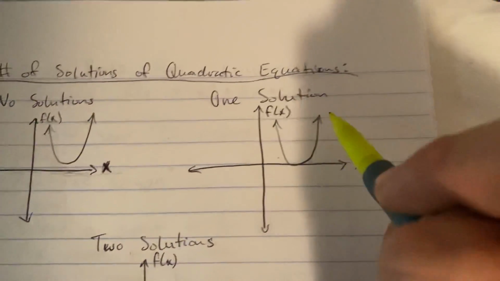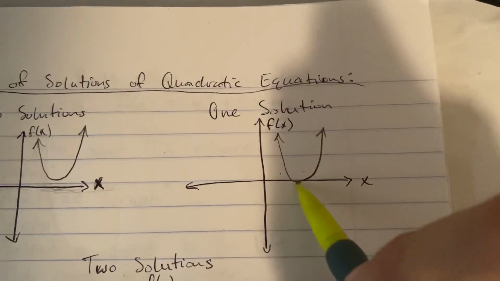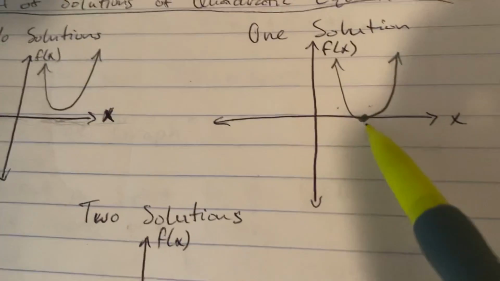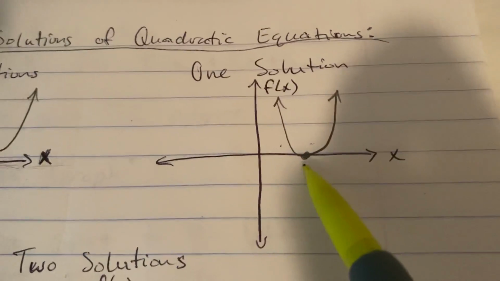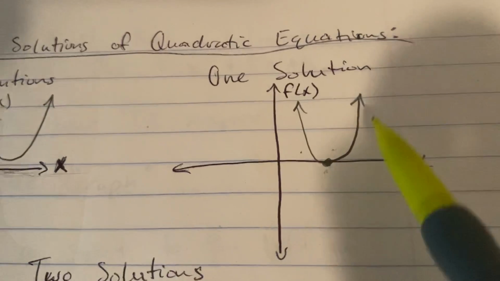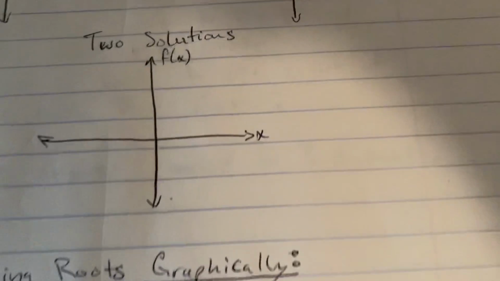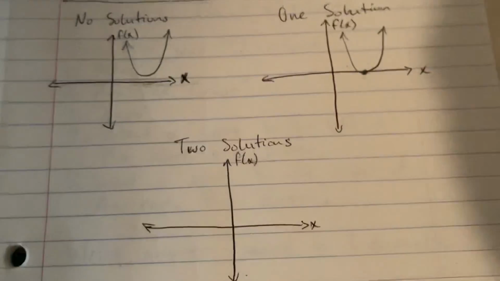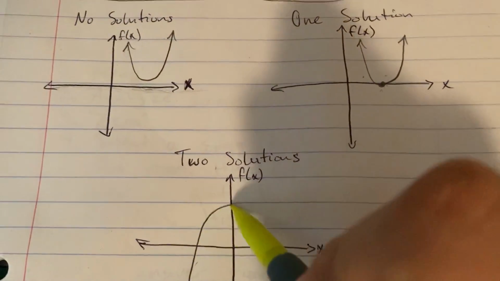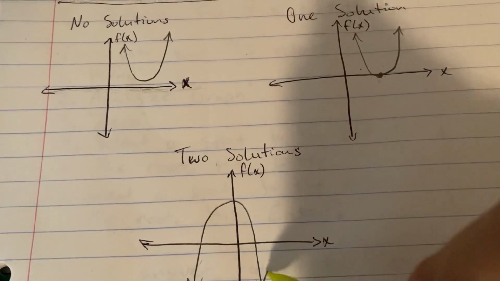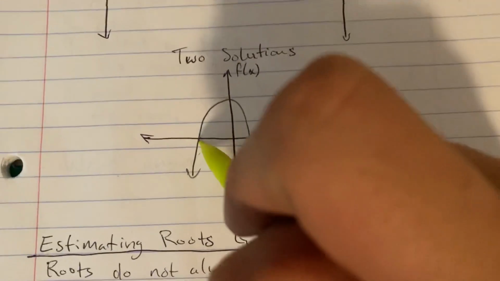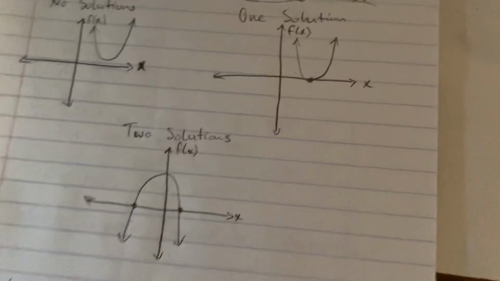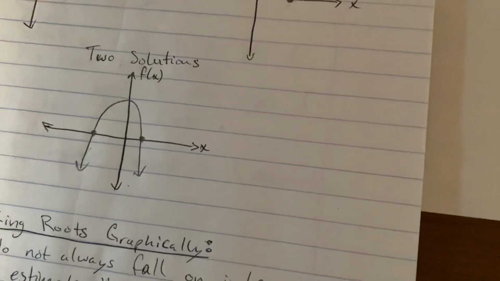If it came and touched just at one point, so it would come down, and at the vertex would be pointing at the point and touching the x-axis, it would have one solution. And here, if we have two solutions, it might look something like this. As you can see, it crosses twice across the x-axis. So we have two roots in this situation.